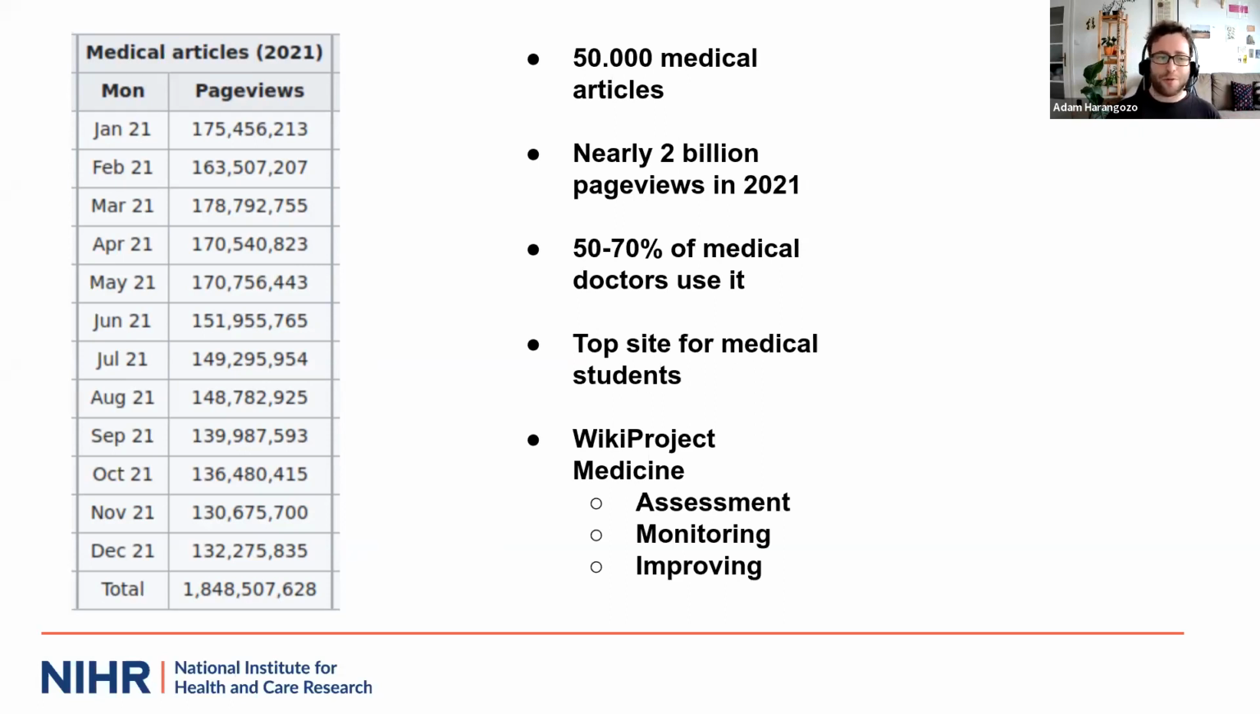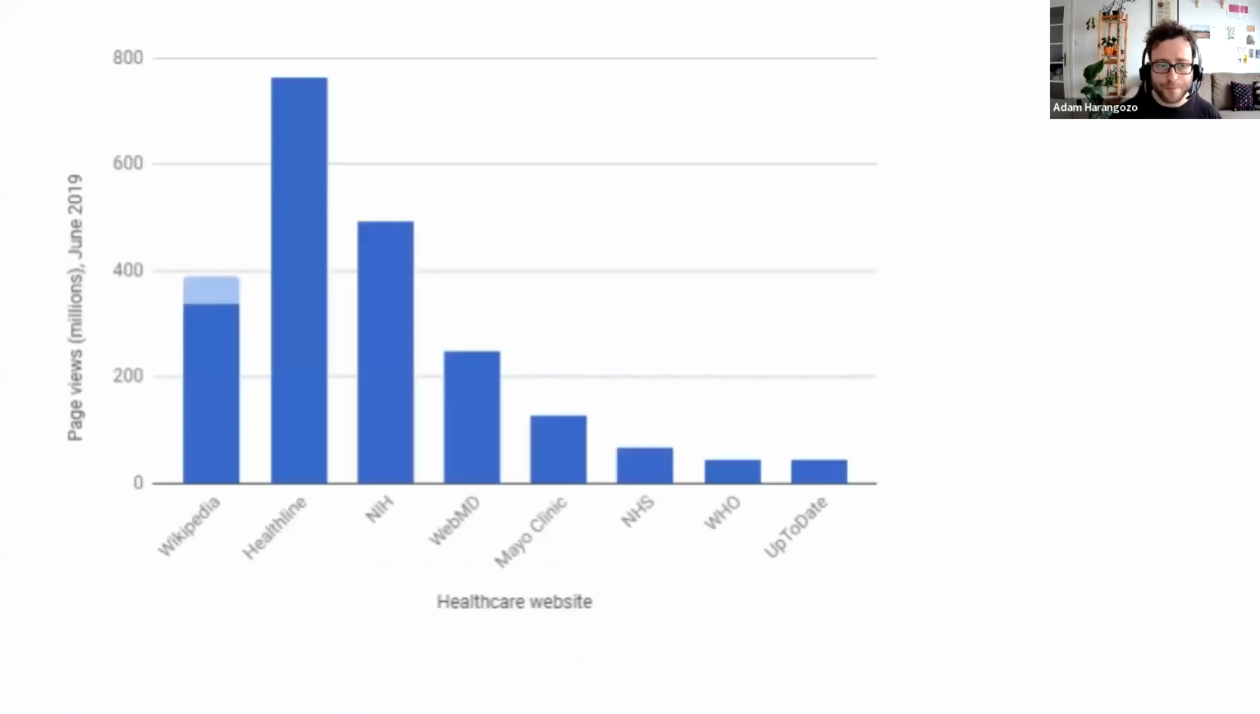But this was years ago, and it might not be necessary to compare it to another encyclopedia. Anyhow, when we think about the quality of Wikipedia, it is really a lot higher in a lot of important topics than we think it would be. This is just another graph showing, this is from June 2019, how important Wikipedia was compared to other health resources online, and how many people were looking at it.